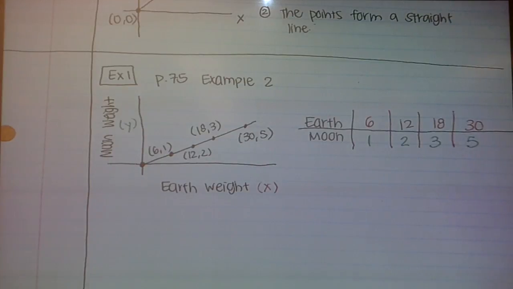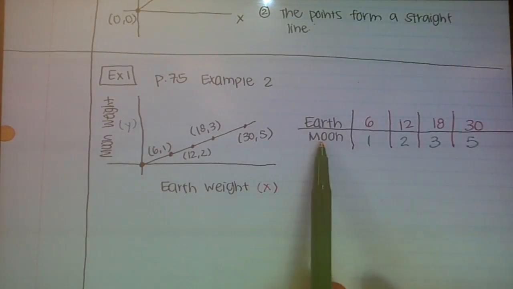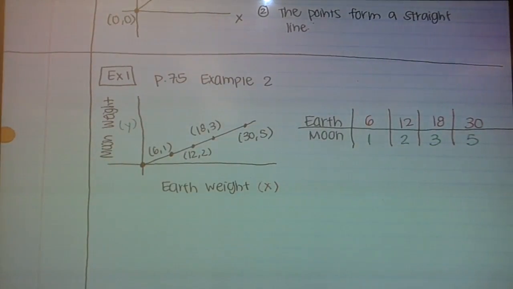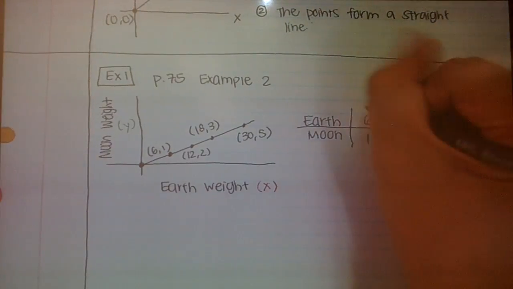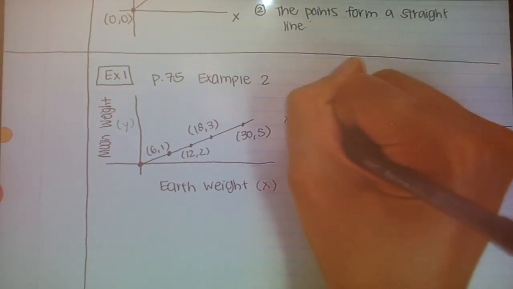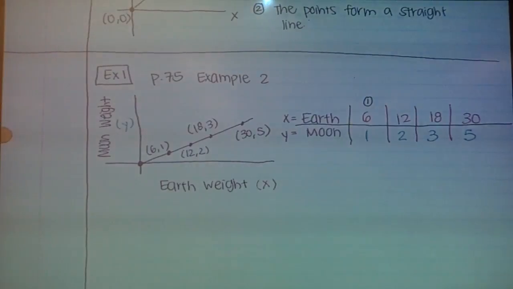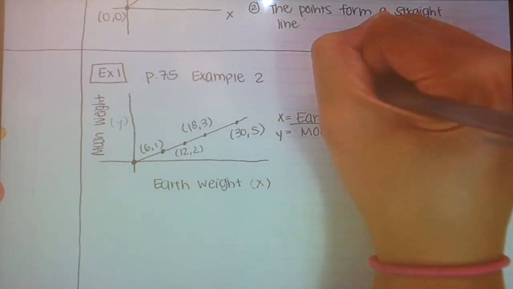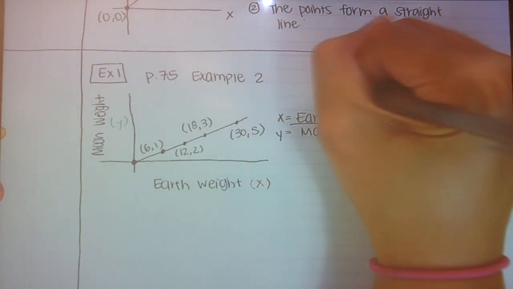So now we just do what we did in the previous lesson. I need to find the ratios between the Earth and the moon, and I need to see if they are constant. If they are constant, meaning they're all the same, then I can write an equation. So for number 1, we have x and y. Remember, the constant of proportionality is k equals y over x.